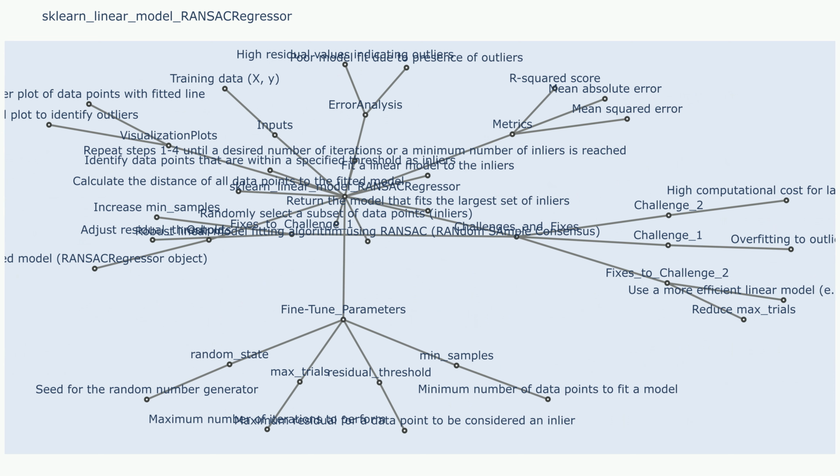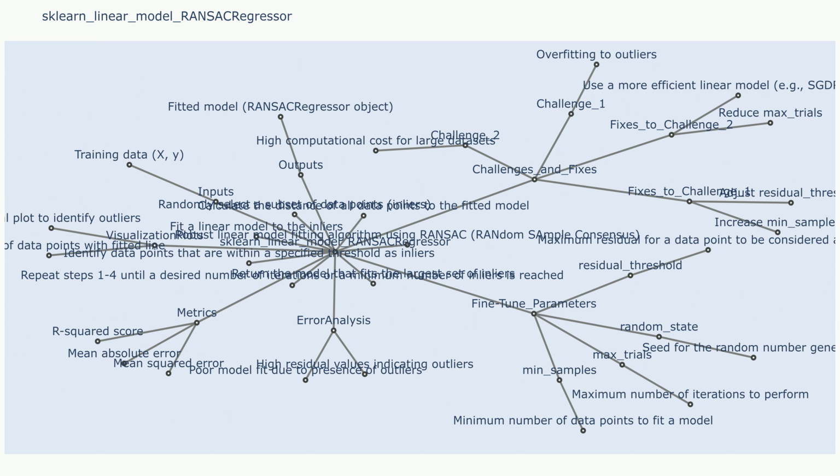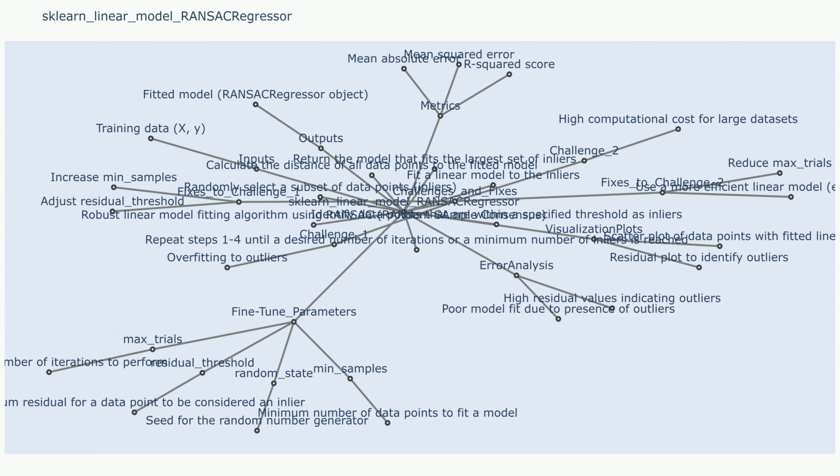Outputs: coef, the coefficients of the fitted linear model. Intercept, the intercept of the fitted linear model. Steps: randomly selects a subset of the data, the inliers. Fits a linear model to the inliers. Calculates the error between the fitted model and the rest of the data points. Identifies the data points with low errors as inliers and those with high errors as outliers. Repeats steps 1 to 4 multiple times. Selects the model with the highest number of inliers as the final model.